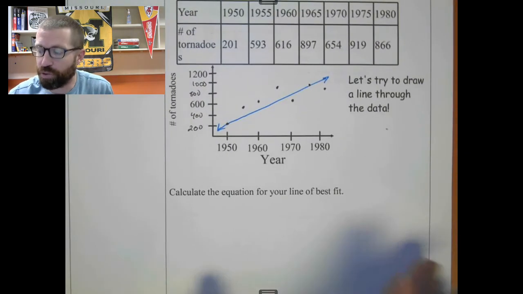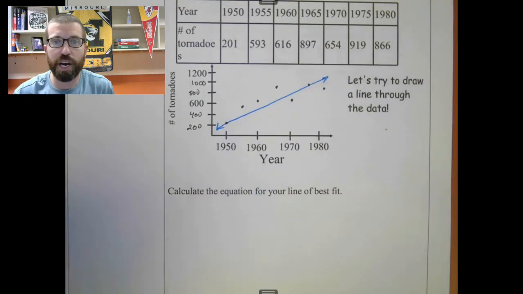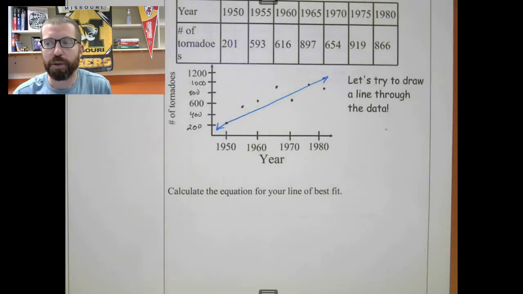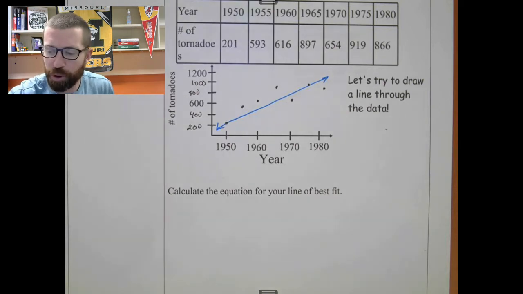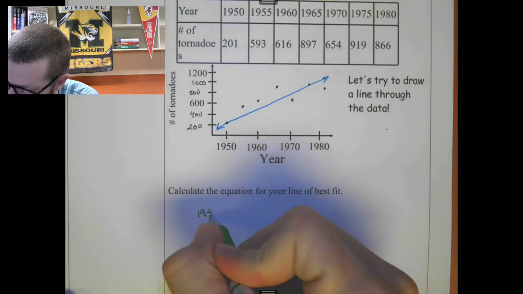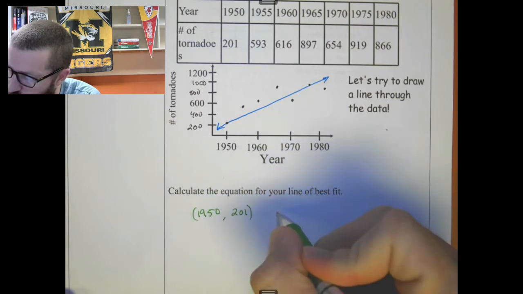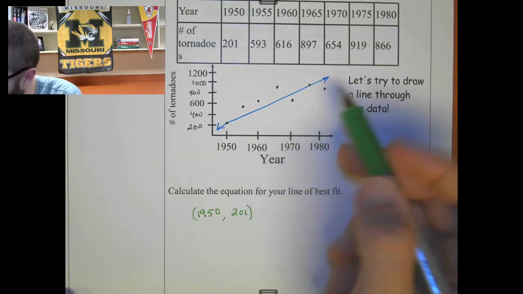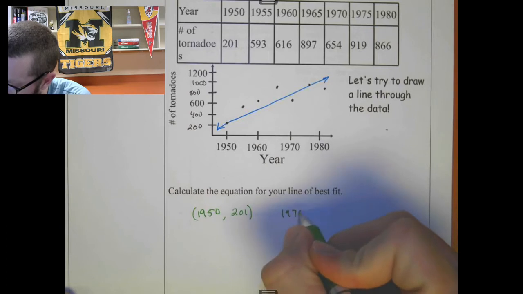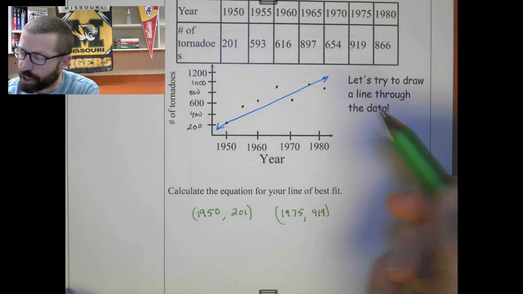Okay, so whether you use these actual points or not, you still have to find 2 points on the line to write the equation of the line. So I'm going to use this point, 1950. Whatever your points are, write your points down: 1950 and 201. And then this was the 1975 one, 1975, 919.